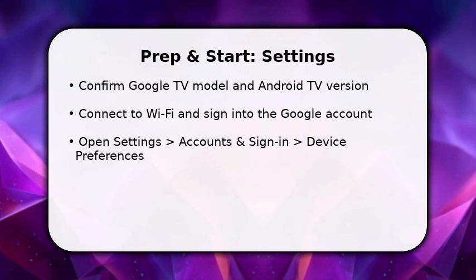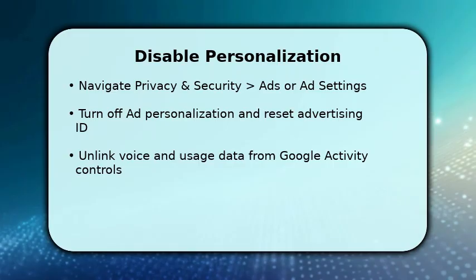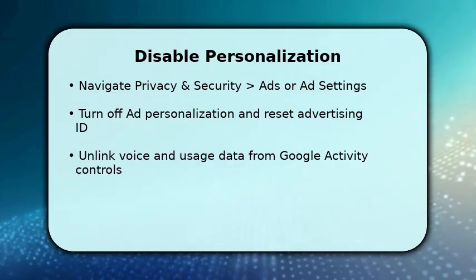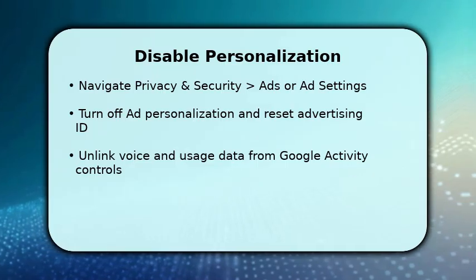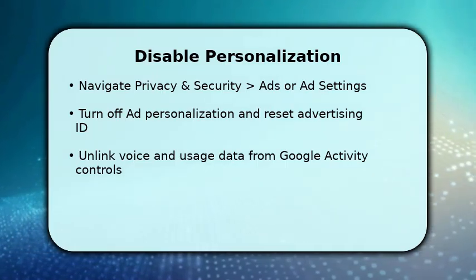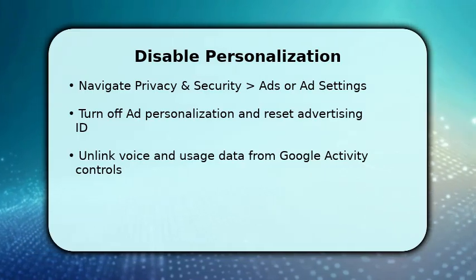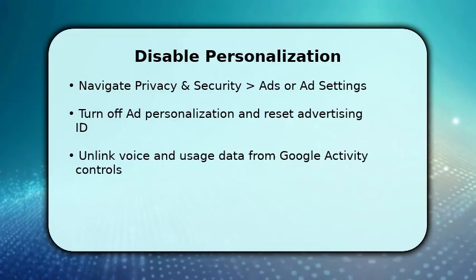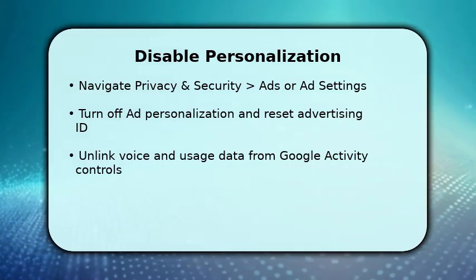Next, navigate to Privacy and Security, then Ads or Ad Settings depending on your build. This is where ad personalization is managed. You should disable ad personalization and immediately reset the advertising ID to clear prior signals. Also go to Google Account Activity Controls and unlink voice, app, and device activity so future recommendations stop using that data. These steps reduce targeted ads across apps.